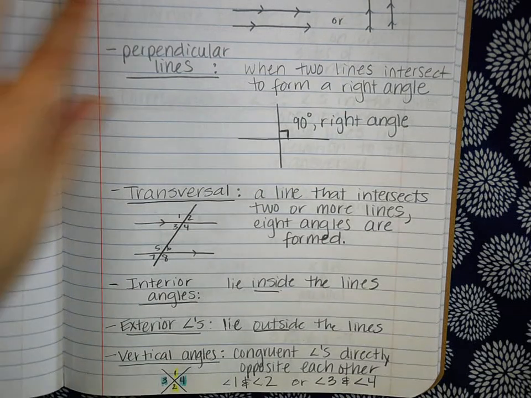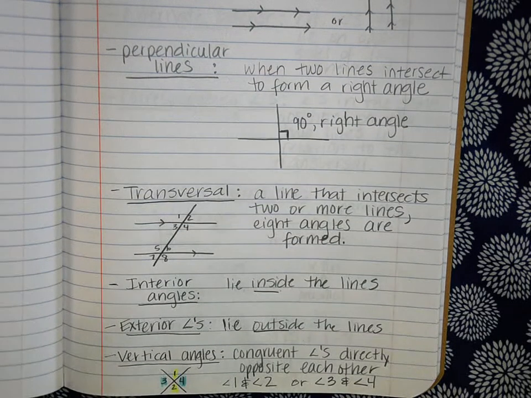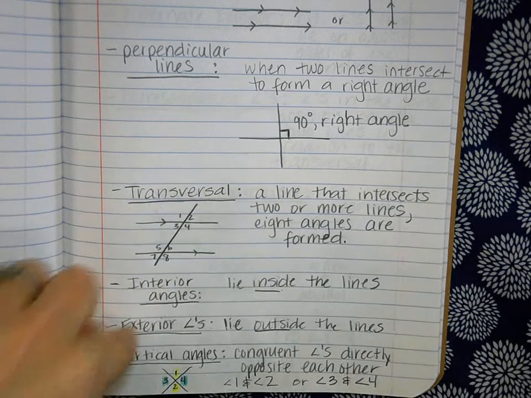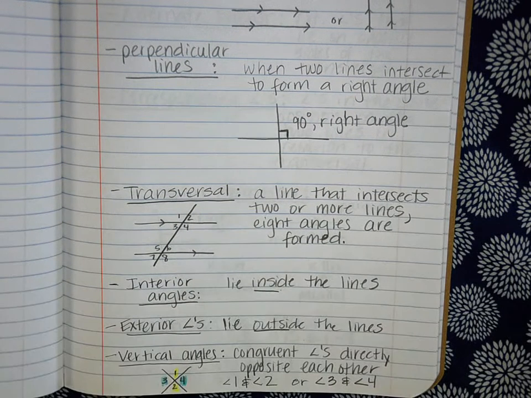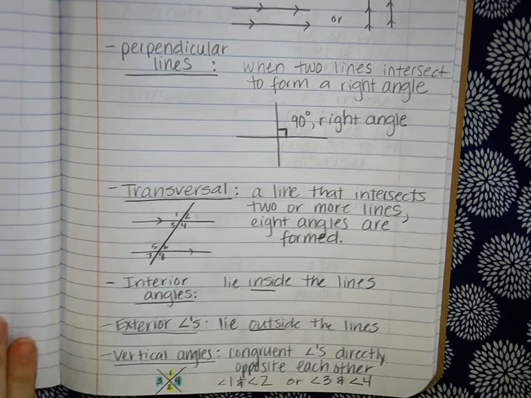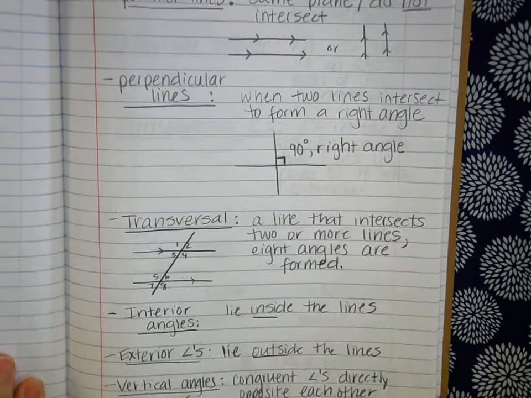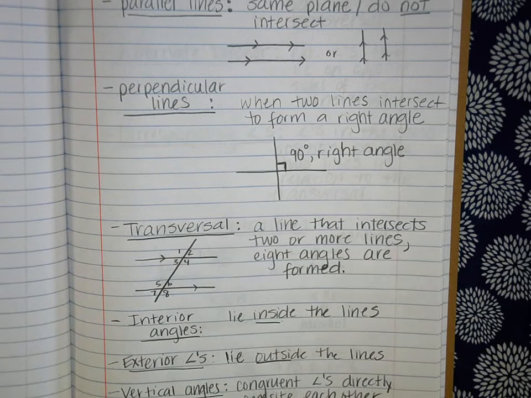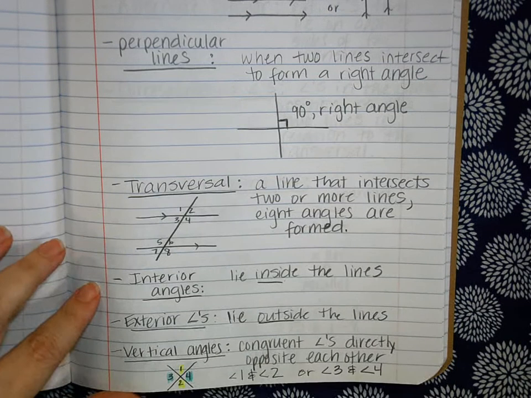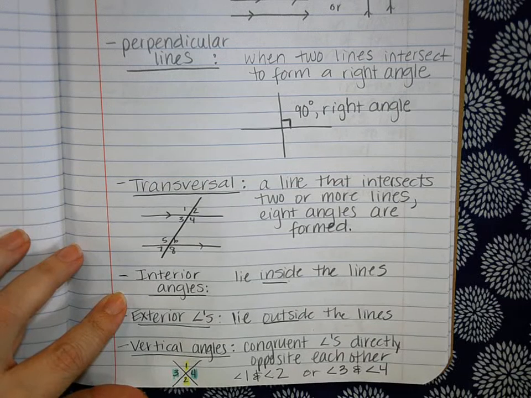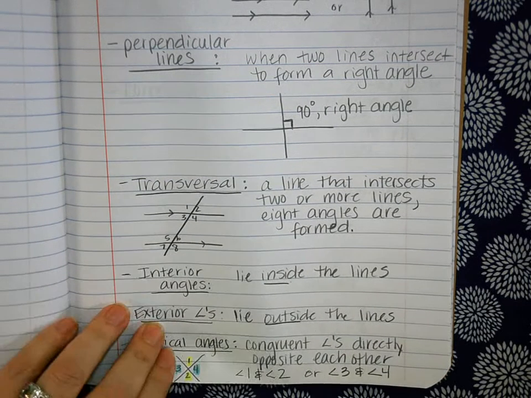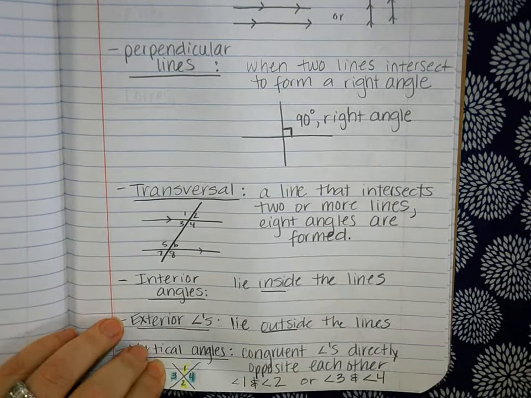Okay, so we have parallel, perpendicular, transversal, interior, exterior, and vertical. Just a couple more. On Thursday, I'll give you guys a little printout of this too, so in case you miss something, you have it printed out. Got it? It's recording. You can go back to it. Okay.